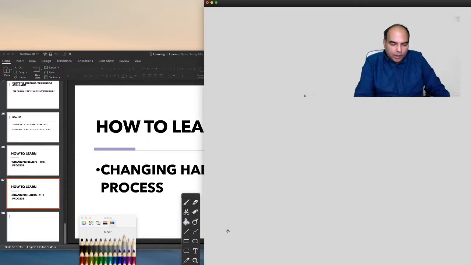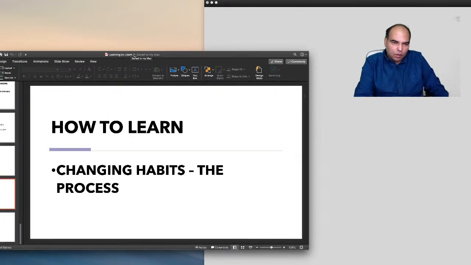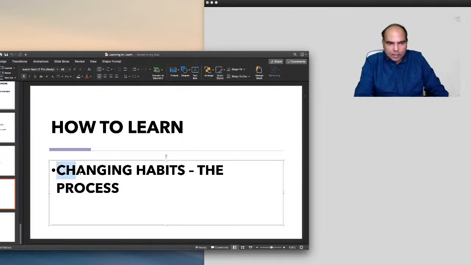Right. So we're going to look at the process of learning. I mean, we are of course looking at the process of learning in this course, but today an important aspect of learning we are looking at is how to learn in the context of changing habits. Last session I talked about changing beliefs.